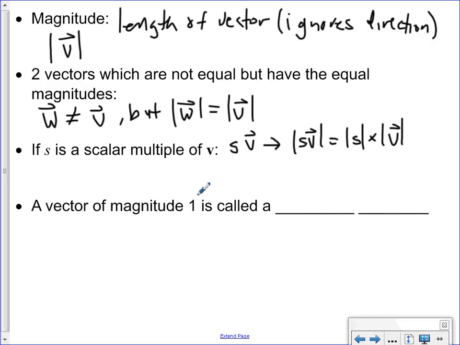And a vector of magnitude 1 is called a unit vector. Nice job.